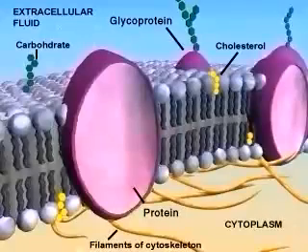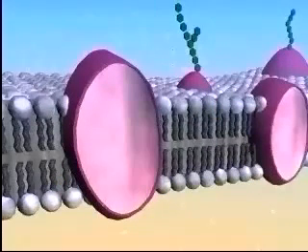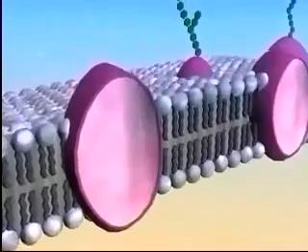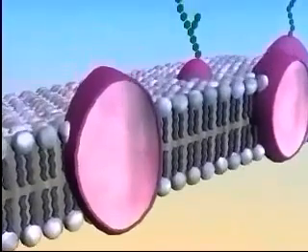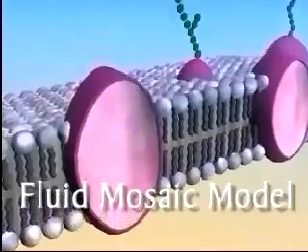The currently accepted model of the cell membrane was developed by Singer and Nicolson in 1972 at the University of California, San Diego. Pictured here, the plasma membrane looks like a sea of lipids with icebergs floating in it. The membrane is very flexible and has a fluid motion. This design of the plasma membrane is called the fluid mosaic model.